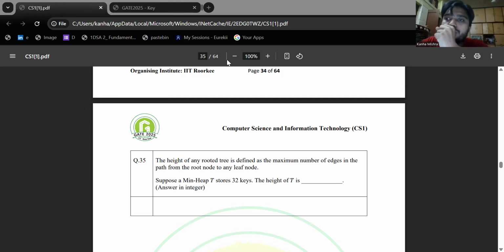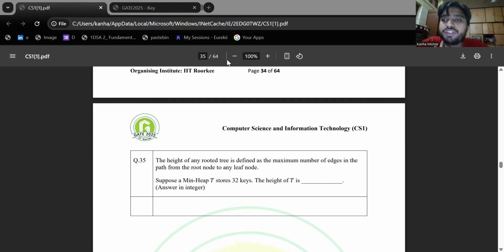So, a tree with one node will have height of 0. A tree with two nodes will have height of 1. A tree with 3, 4 nodes will have height of 2 and so on. For a complete binary tree like a heap with n nodes, the height h will be floor of log n base 2.